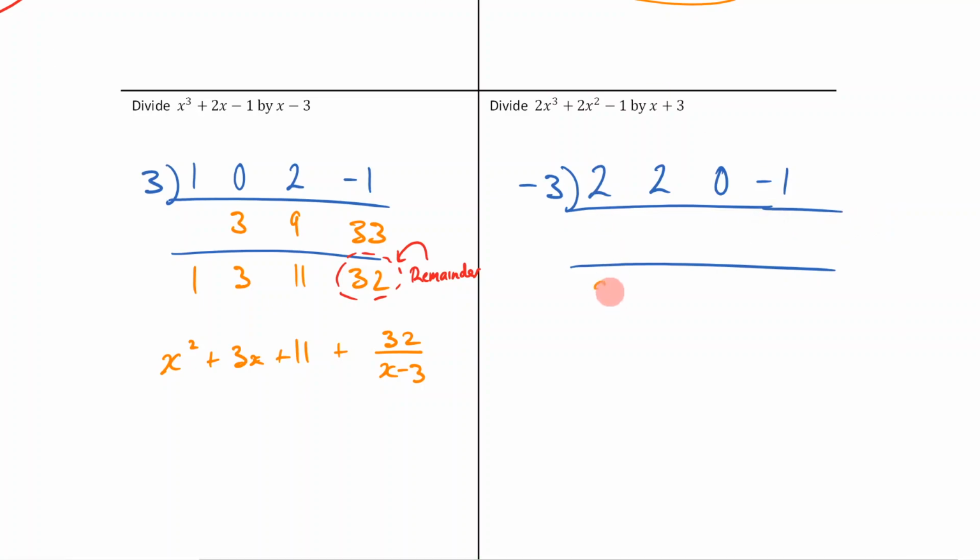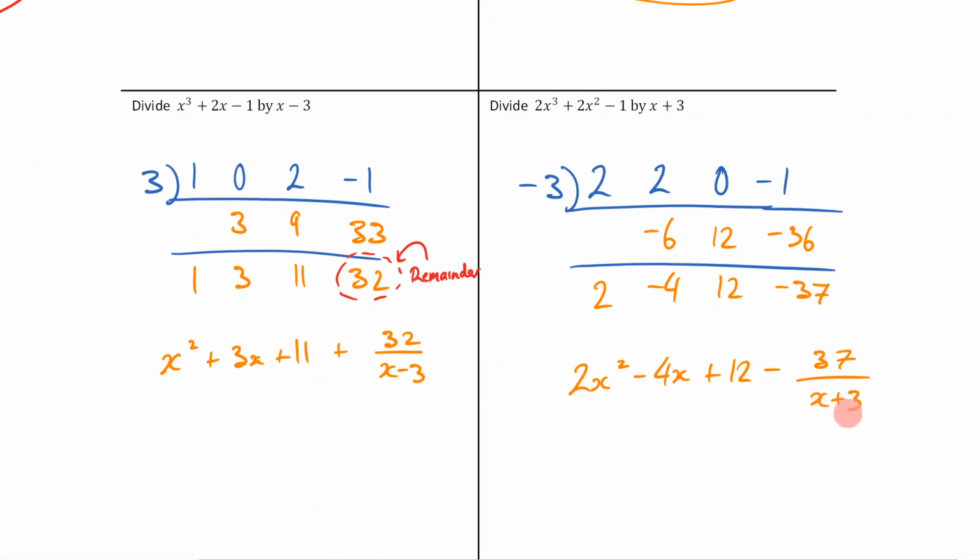I drop down my first term. This times this is -6. This plus this is -4. This by this is 12. This by this is going to be -36. This plus this is -37. So my answer is 2x squared minus 4x plus 12 minus 37 over my divisor, x plus 3.